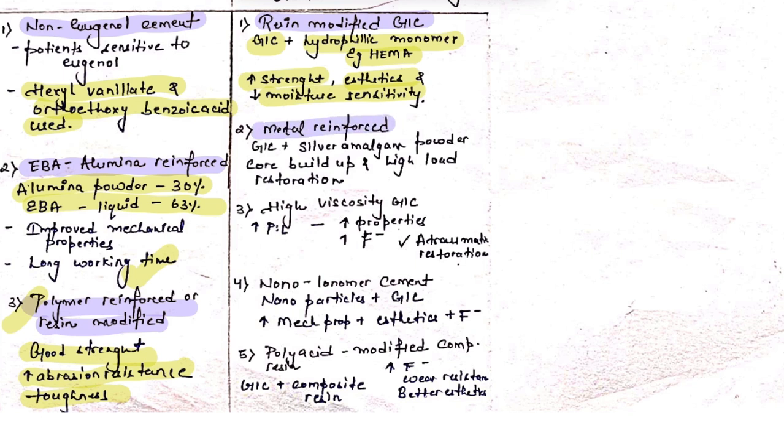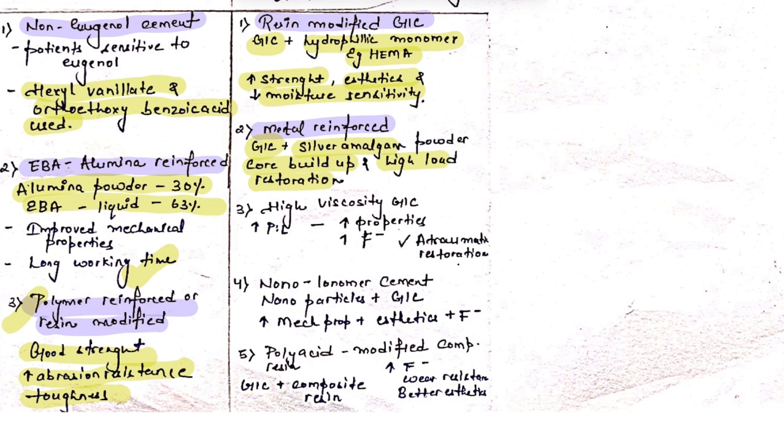So it contains some particles of metal. What metals does it contain? It contains GIC along with silver amalgam powder. It is used for core buildup and high strength restoration. So wherever we need strength, high load restoration, we add some silver amalgam in the GIC, and it increases the stress bearing properties of the GIC.